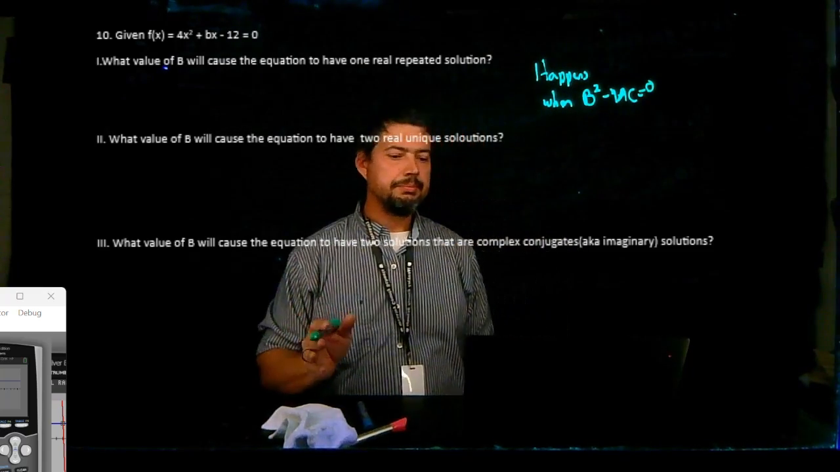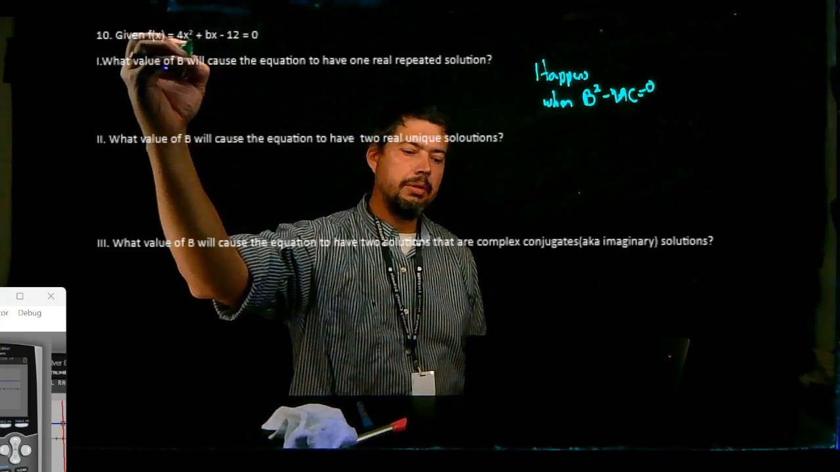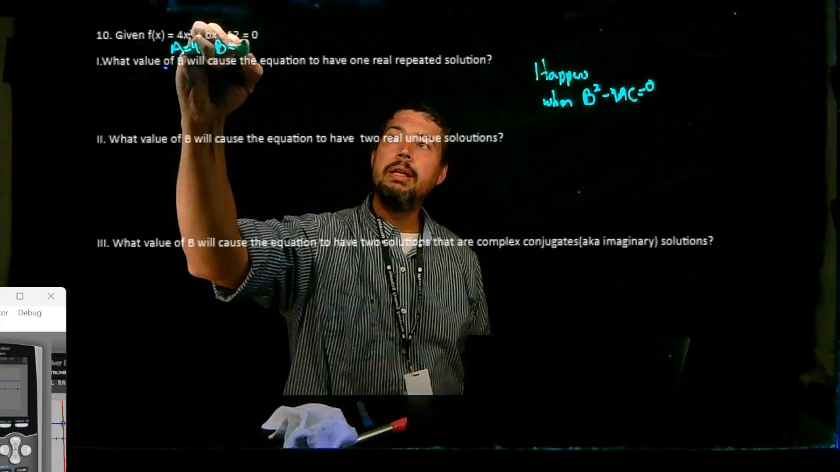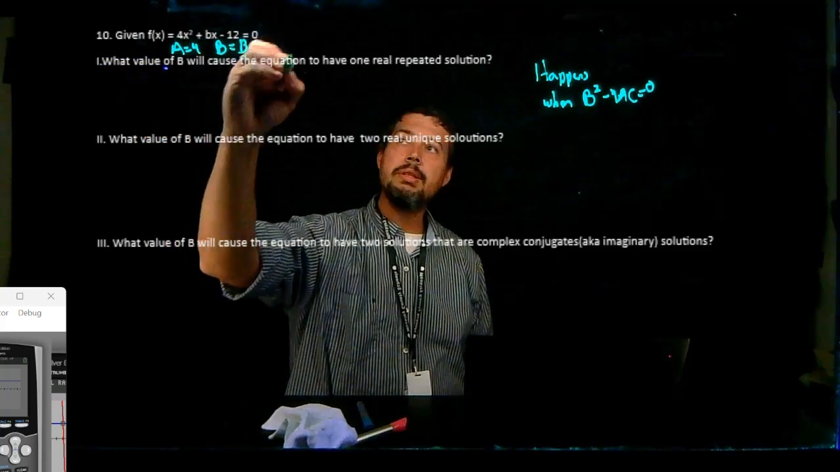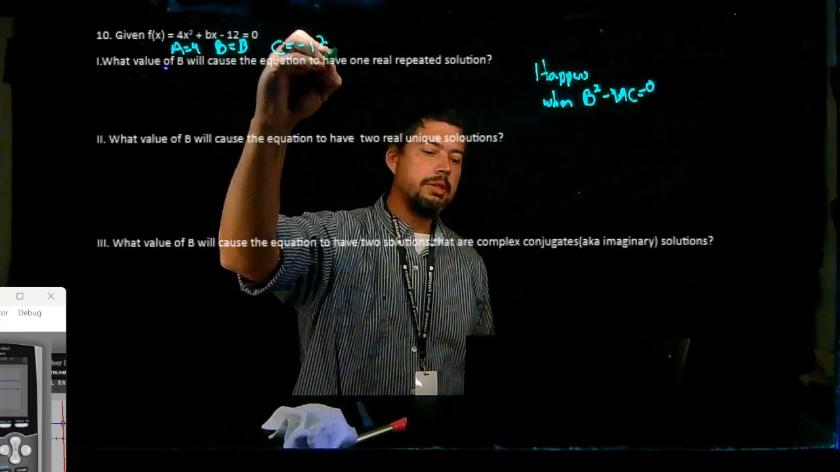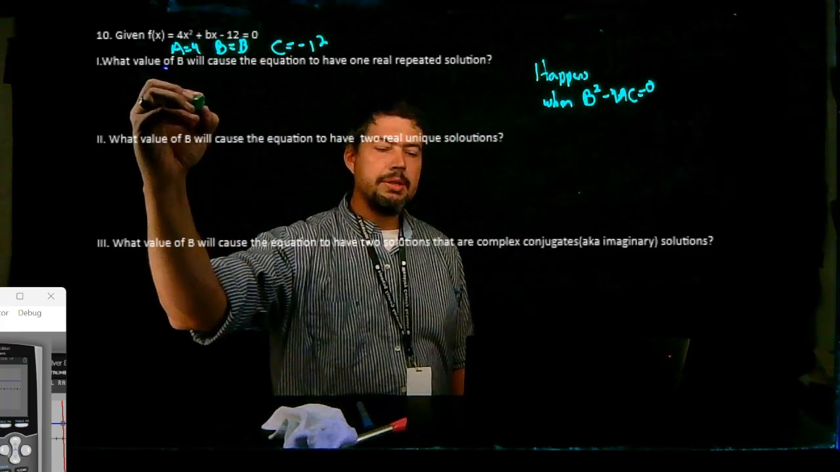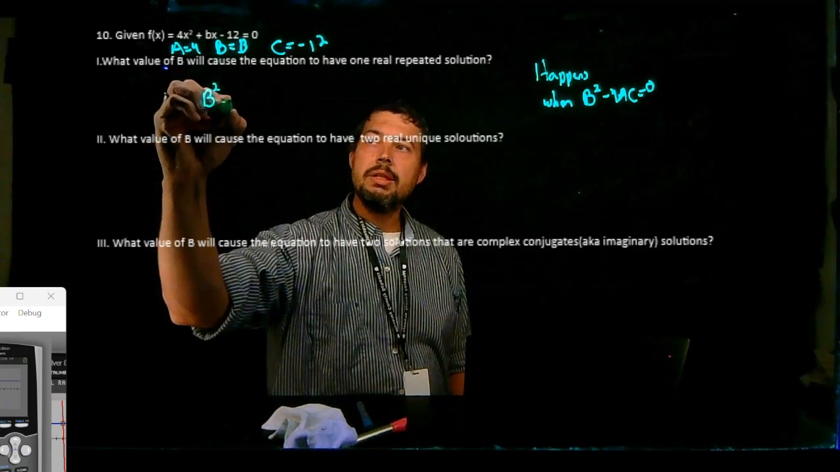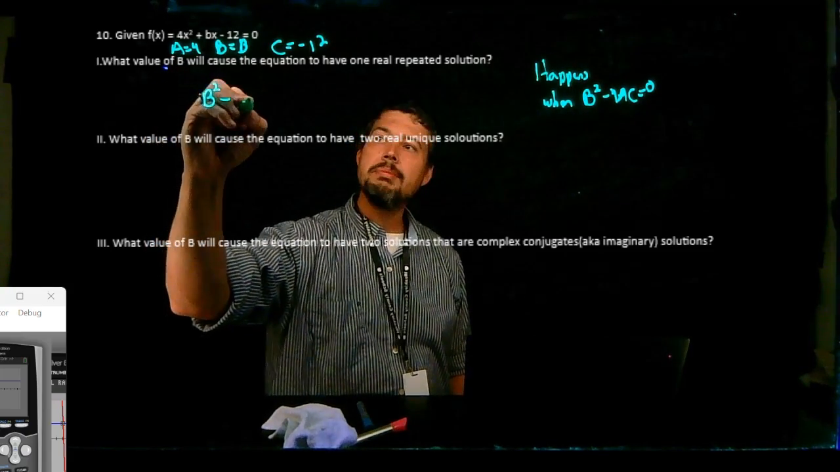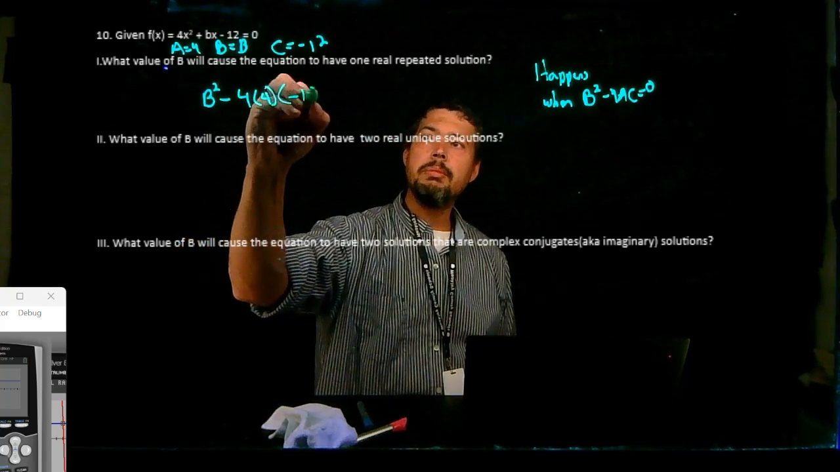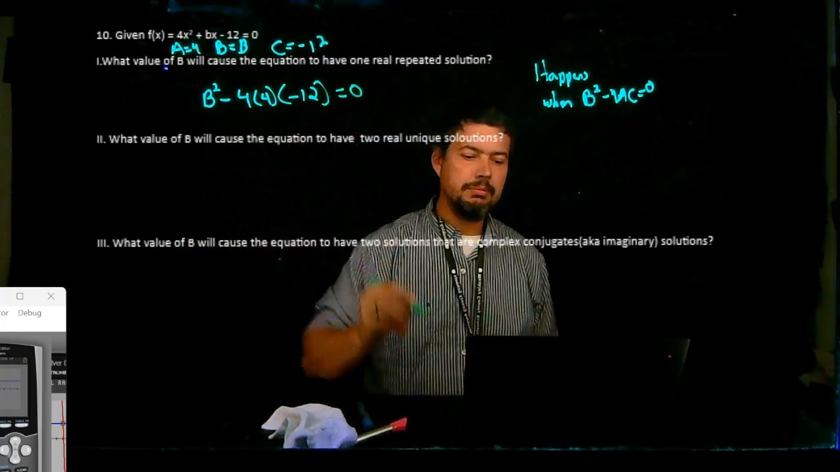So looking at your equation here, a is 4, b is, oddly enough, b, and then c is negative 12. We're just going to plug into that little formula and see what we get back. So everywhere I see a b, it's b squared minus 4 times a, which is 4, times c, which is negative 12. And remember, the deal is it has to equal 0.